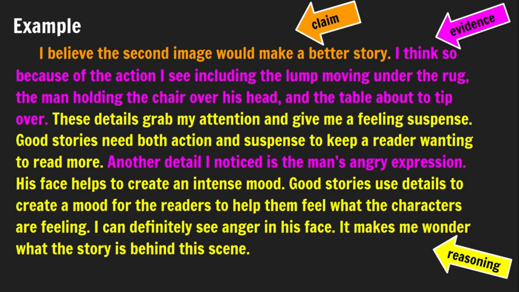I do want you to pay attention to how much reasoning I have in my paragraph. Notice there's more yellow than pink or orange. When you are writing your paragraph, you want to have more reasoning than evidence. And my little trick is I call it my 2-to-1 ratio. You should have at least two sentences of reasoning for every one sentence of evidence. You want to have more reasoning than evidence in your paragraph.